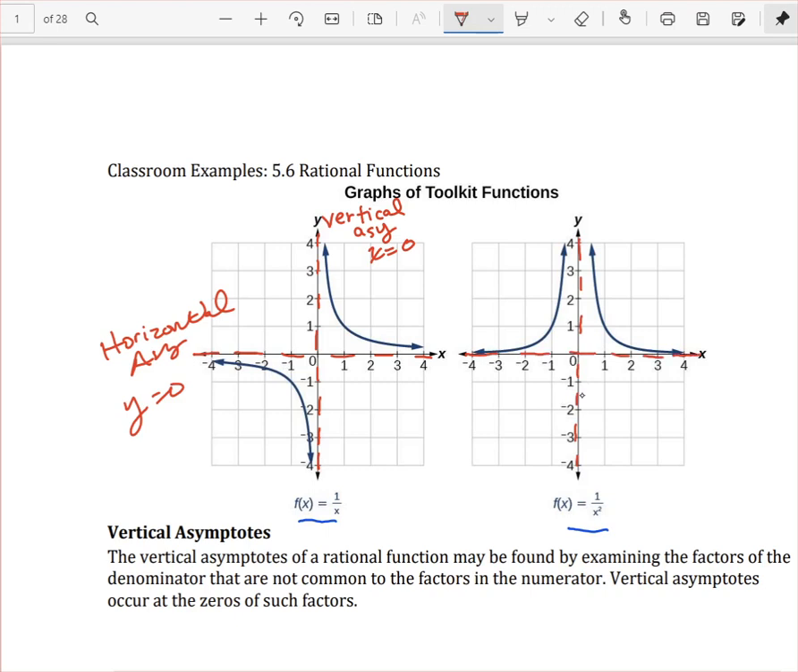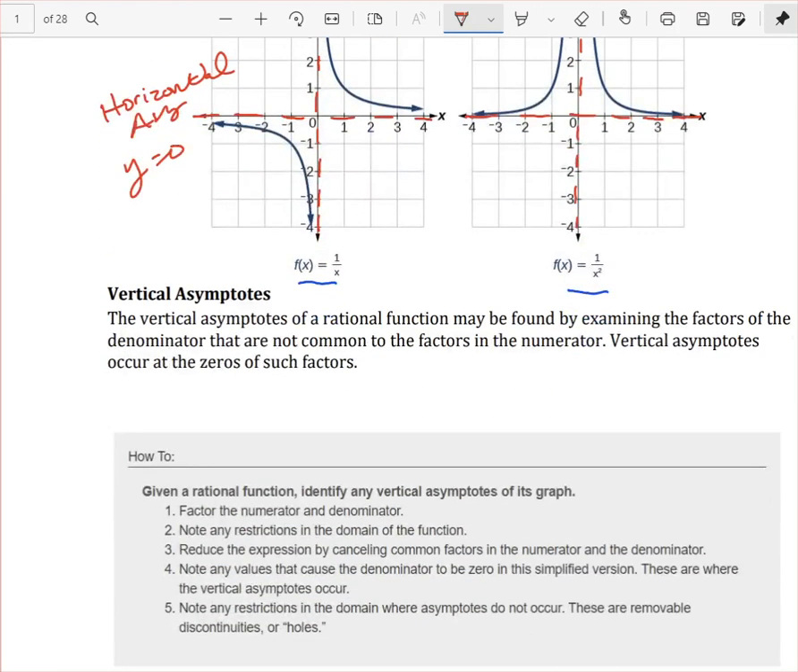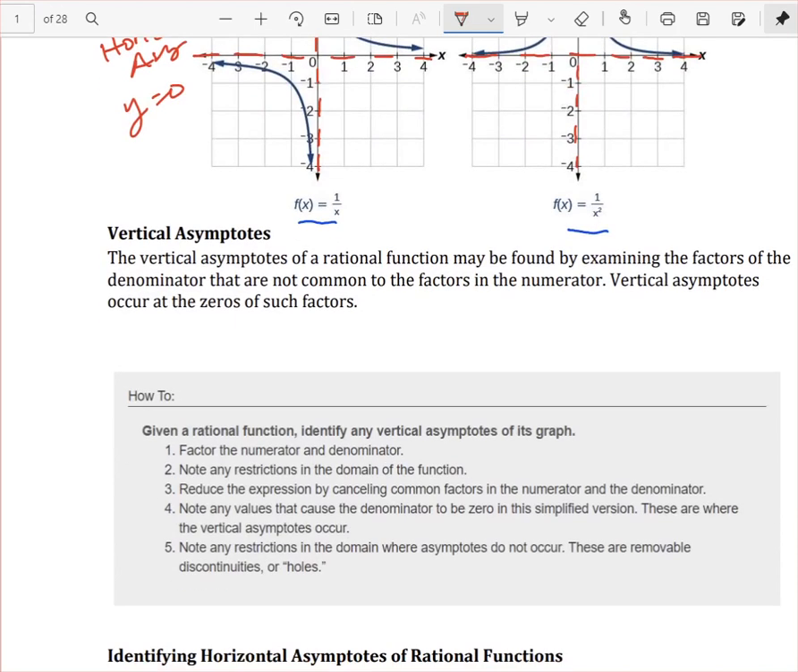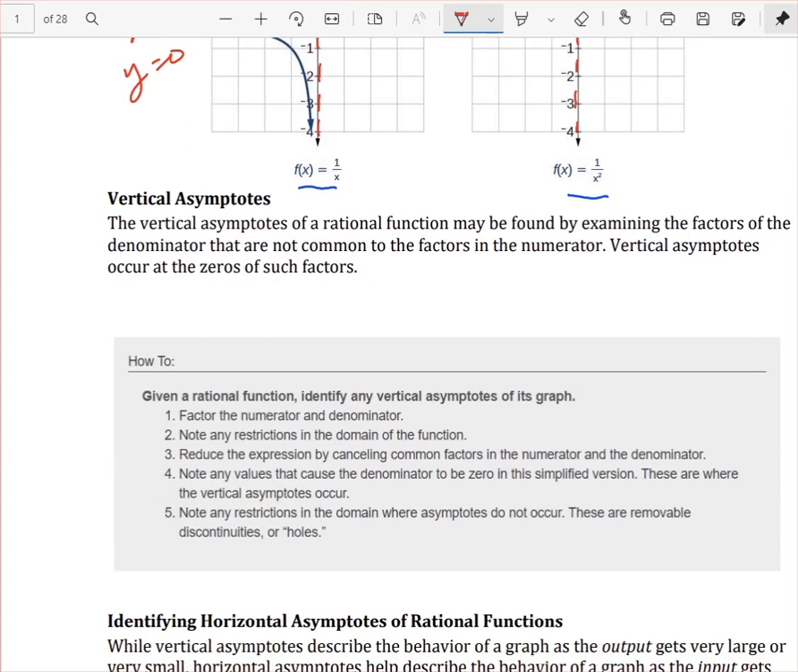Now, it doesn't mean that they're always at 0. They can move around, and that's what we're going to discuss in some of the problems here: how to find them. For a vertical asymptote, you're just going to solve the bottom of the fraction equal to 0.